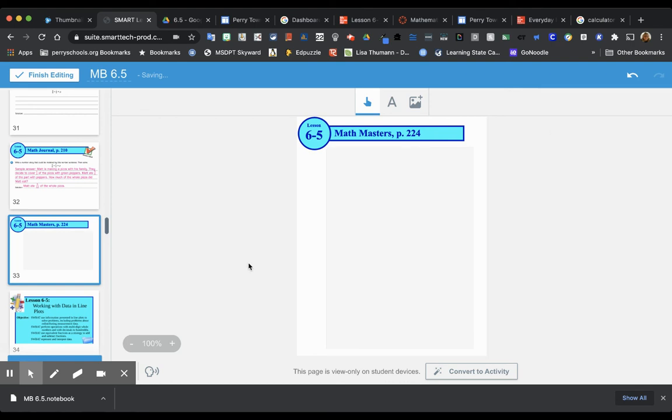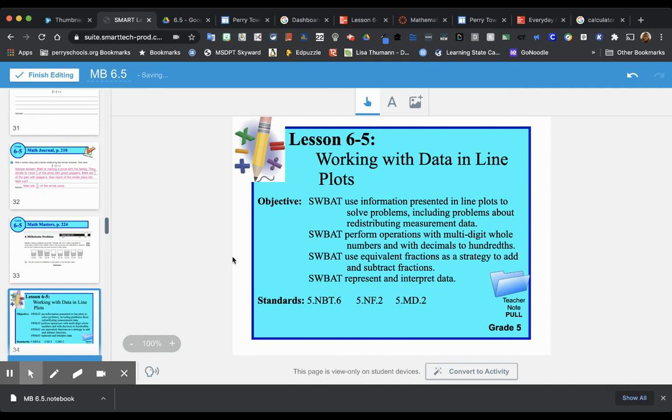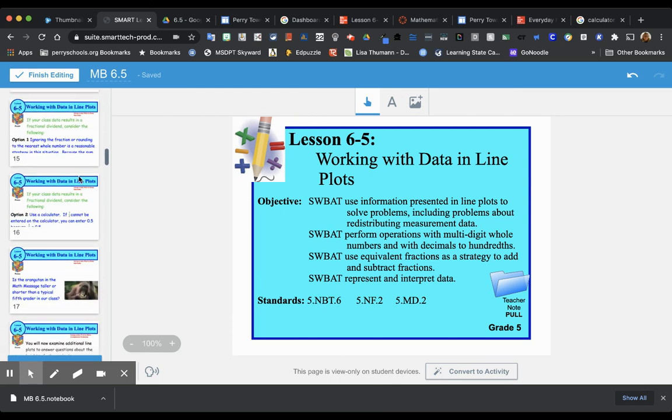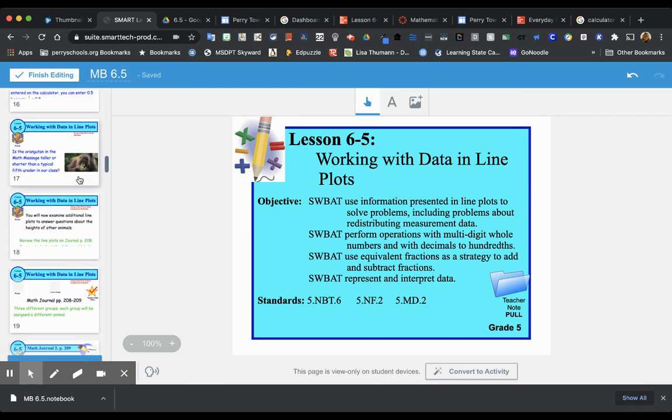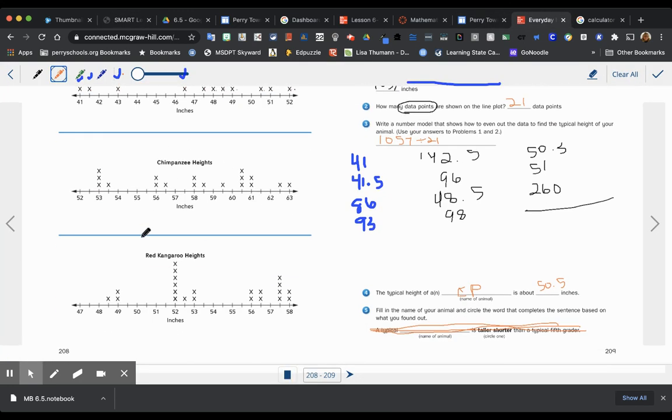It is a home link 6.5. It is about data collection and putting it on a line plot and finding the typical or the average, and also some powers of 10 multiplying and dividing practice. The main point for today was working with that data in the line plots. So I really want you to go back, try one of those other animals if you did not, and work through the data that you saw there. So you could do chimpanzee heights or red kangaroo heights.